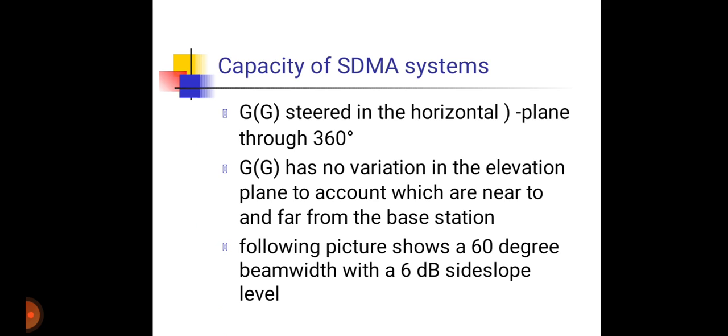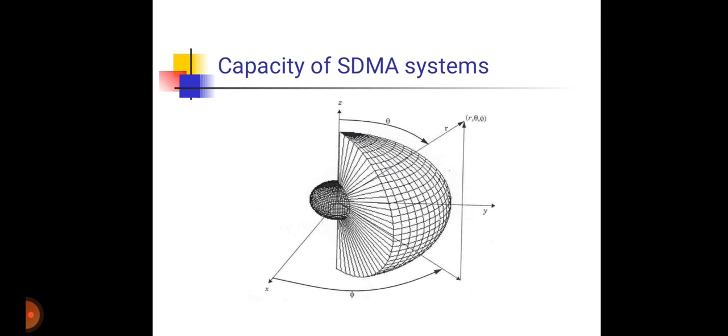G_b is steered in the horizontal plane through 360 degrees. G_b has no variation in the elevation plane, to account for users which are near to and far from the base station. The following picture shows a 60-degree beam width with a 6 dB side lobe level. This is the capacity of the SDMA system diagram having x-axis, y-axis and z-axis.